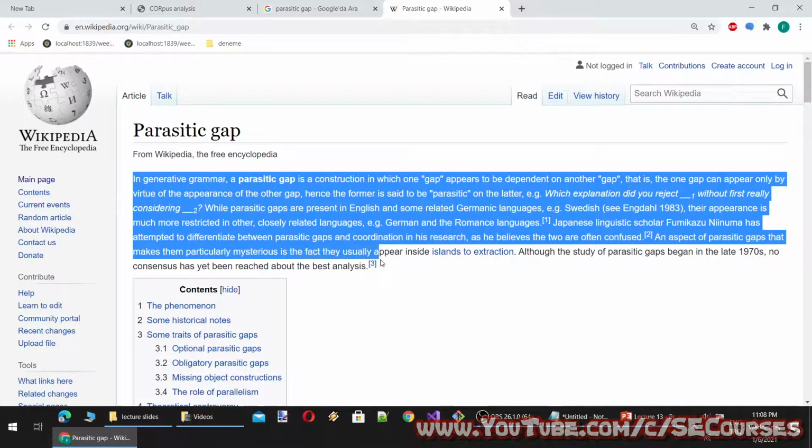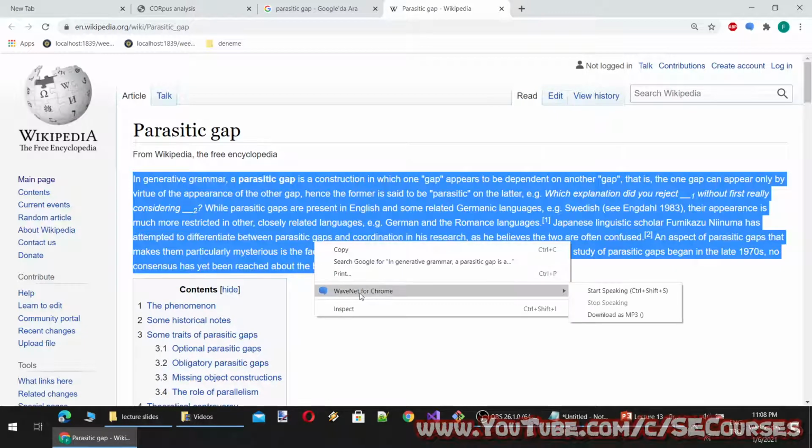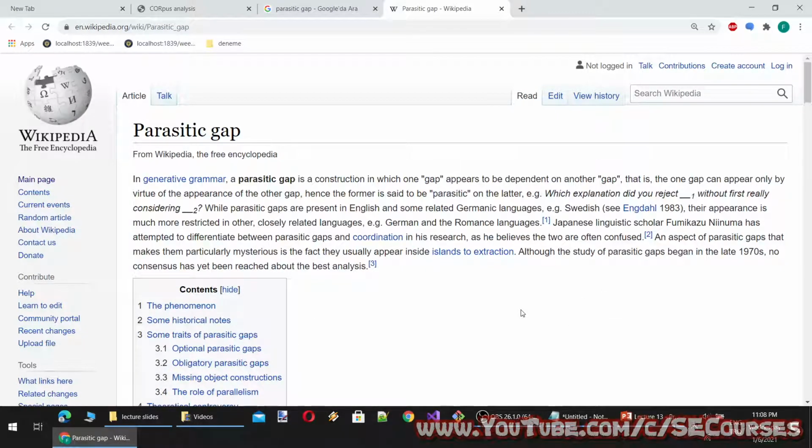Parasitic gap. In generative grammar, a parasitic gap is a construction in which one gap appears to be dependent on another gap, that is, the one gap can appear only by virtue of the appearance of the other gap, hence the former is said to be parasitic on the latter, e.g. which explanation did you reject __1 without first really considering __2?